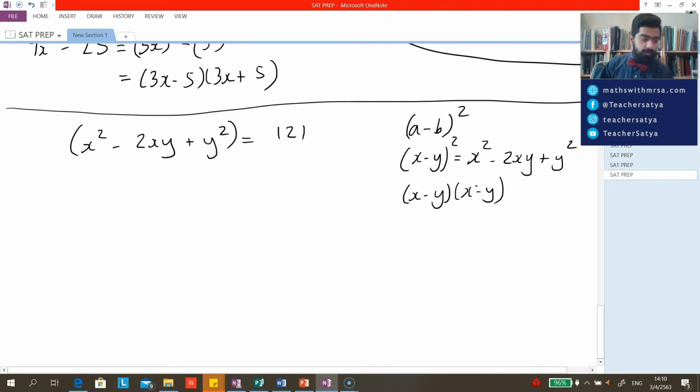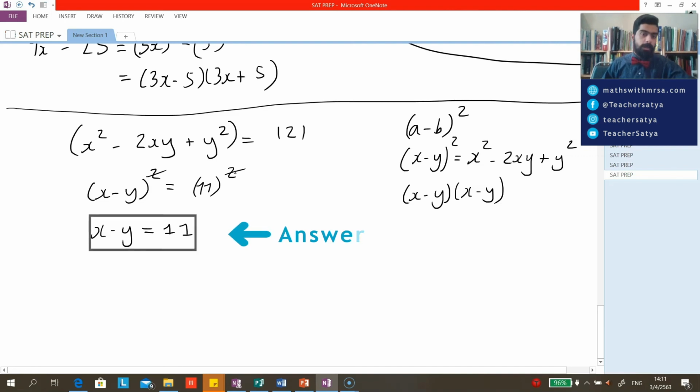So if we take a look at this, guys, this algebraic expression, we can write it as x minus y whole square, which is equal to 121, and 121 we can also write as 11 to the power of 2. Right, guys? Now, if we take a look at this, what do we have here? To the power of 2 and to the power of 2 will simplify. Hence, we have x minus y is equal to 11. Alright, guys, x minus y is equal to 11.